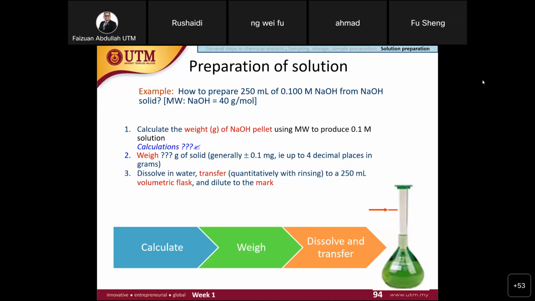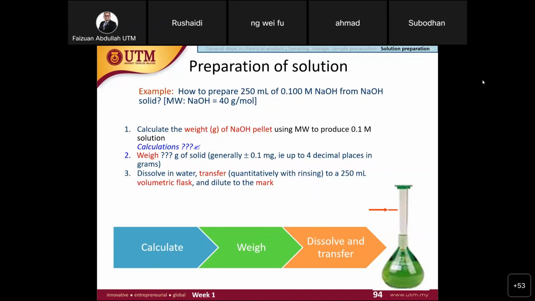Round bottom flask. Is that okay, right? Round bottom flask. Volumetric flask. Volumetric flask, okay, that's good. So what do we call that? A volumetric flask. It is also called a round bottom flask, but exactly we call it a volumetric flask.